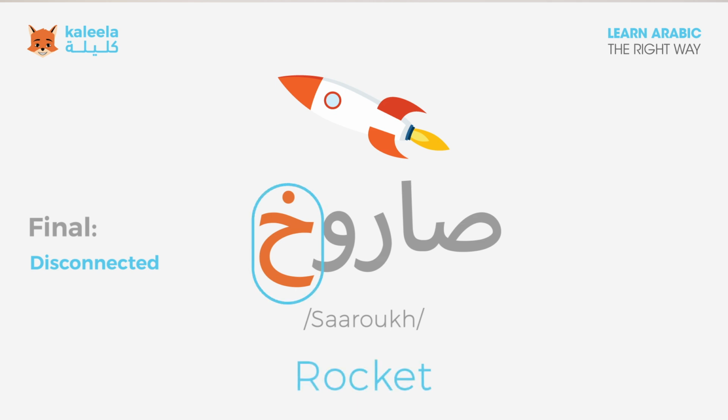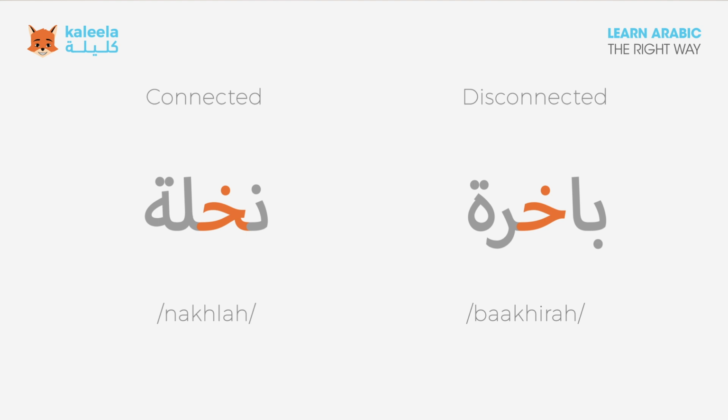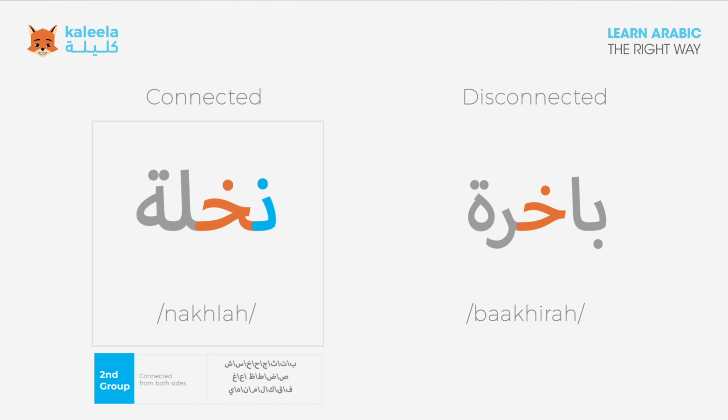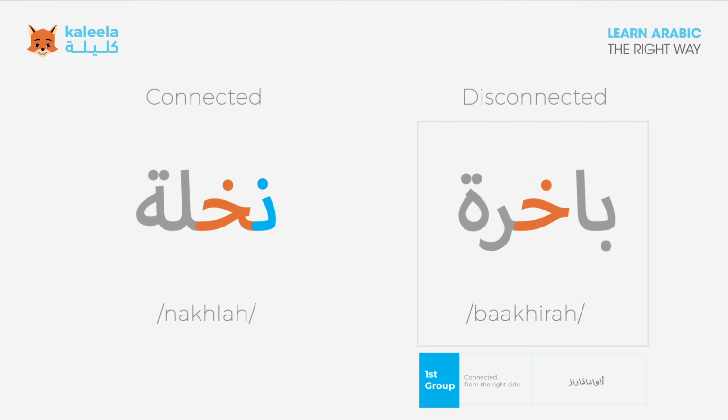Again, when the letter Khaa is preceded by a letter from the first group, then it's disconnected and looks like a tilted line with the English letter C attached to it with a dot on top. After knowing all the shapes of the letter Khaa, why is it connected in some cases and disconnected in others? We conclude that the letter Khaa can be connected when it is preceded by letters from the second group, as in nakhla. Noon falls in the second group. It can be disconnected from the right side only when preceded by letters from the first group, as in bakhira. Alif falls in the first group.